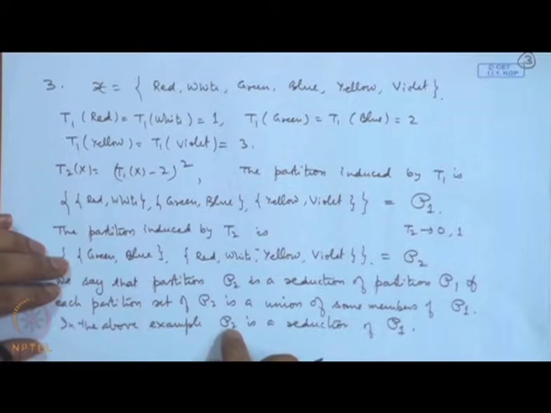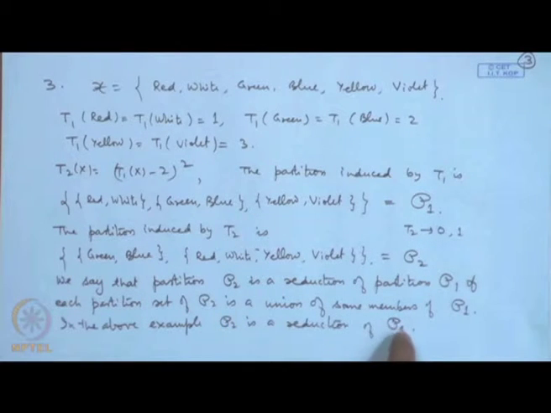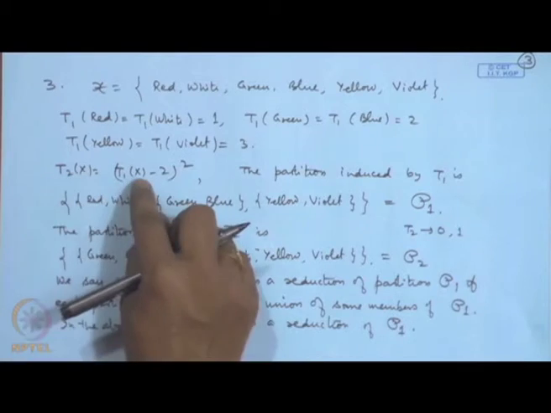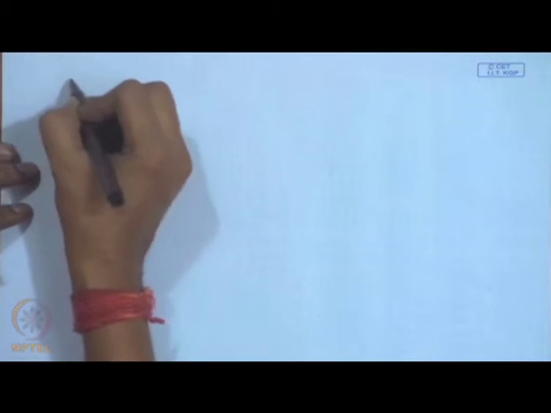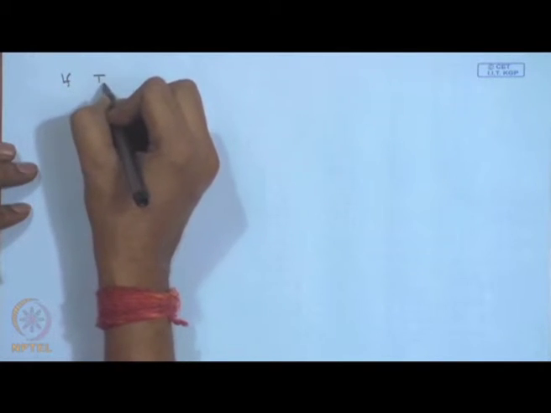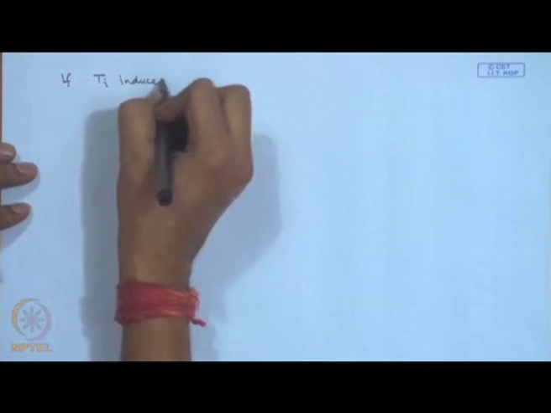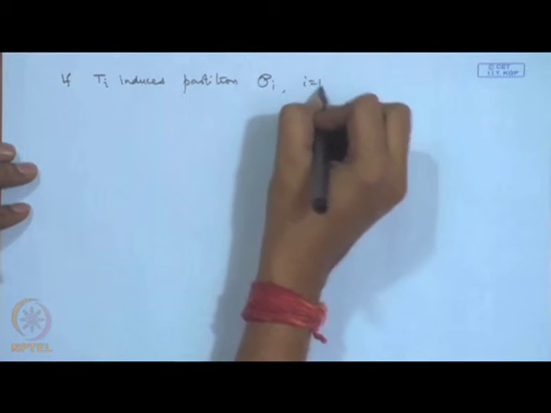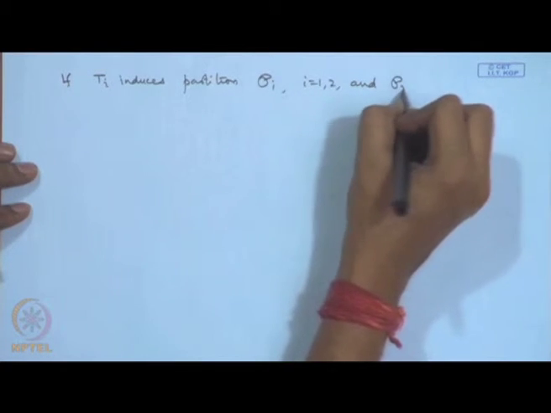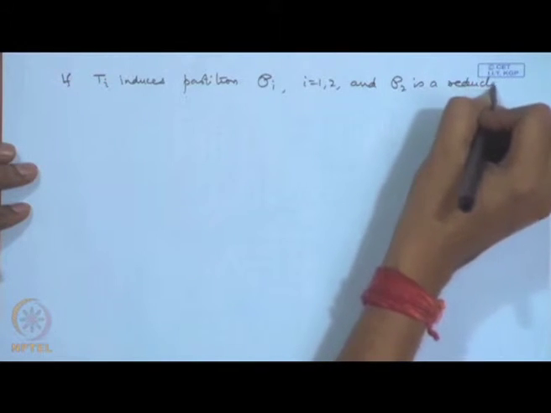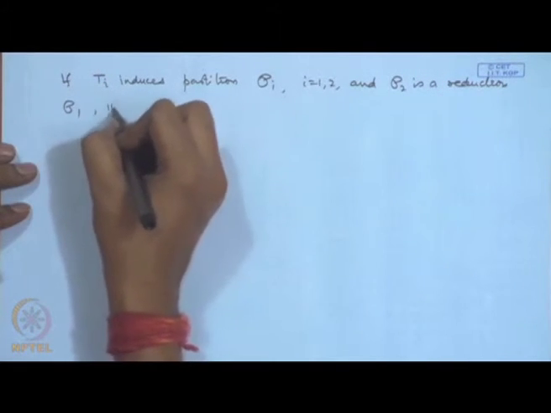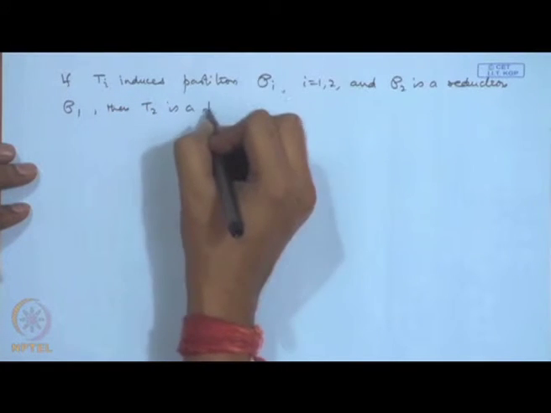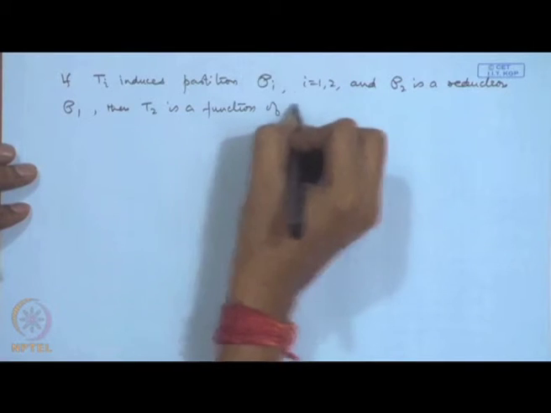Now, from here we can make out that if the partition induced by T2 is a reduction of the partition induced by T1, then T2 is a function of T1. So, we can make this statement that if Ti induces partition say Pi for i equal to 1, 2, and P2 is a reduction of P1, then T2 is a function of T1.